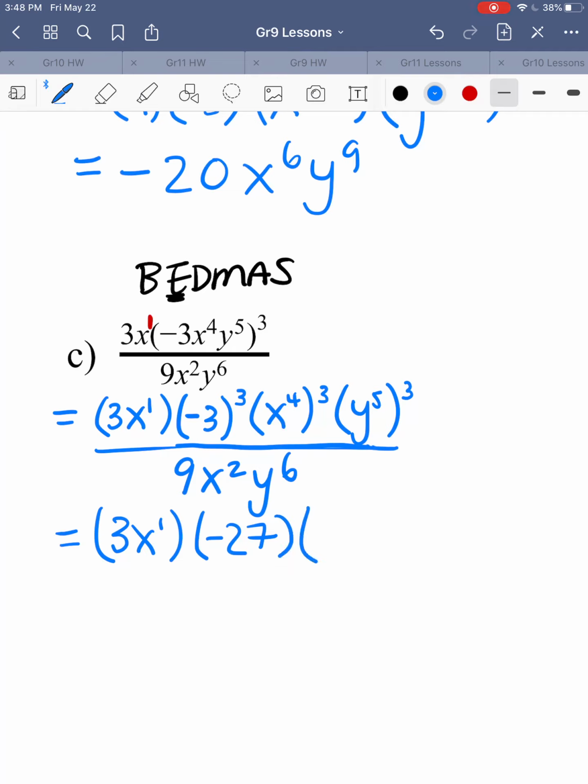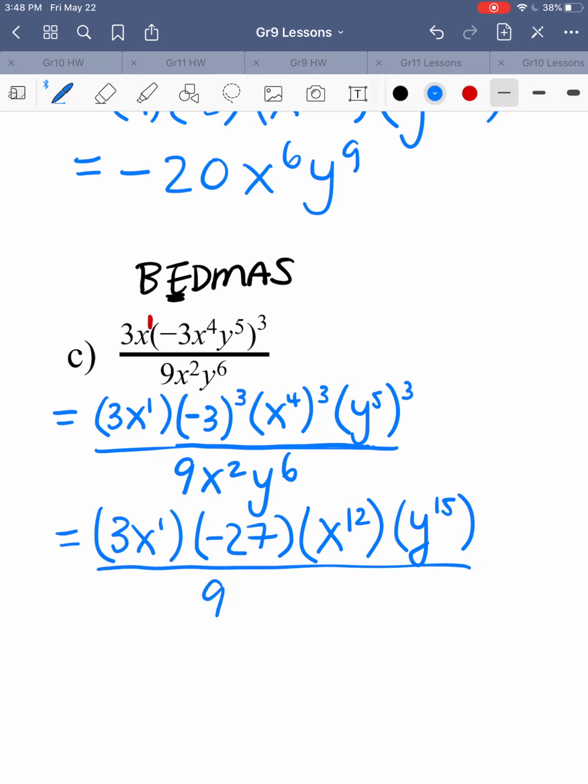And then we're going to end up with x to the power of 12 because of the 4 times 3, and then y to the power of 15 because of the 5 times 3. All of this is divided by 9x squared, y to the power of 6. So now we're going to do 3 times negative 27. That's going to give us negative 81.